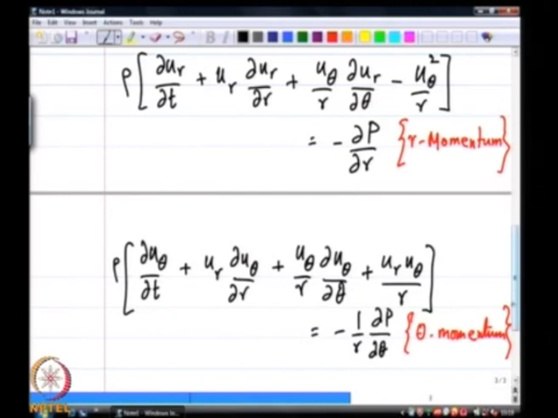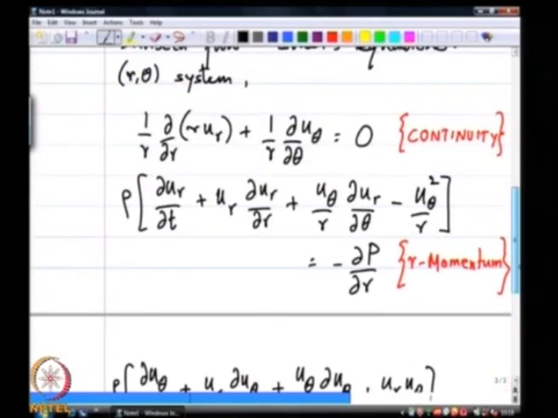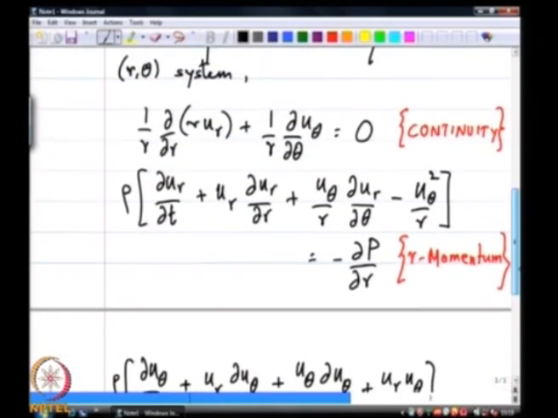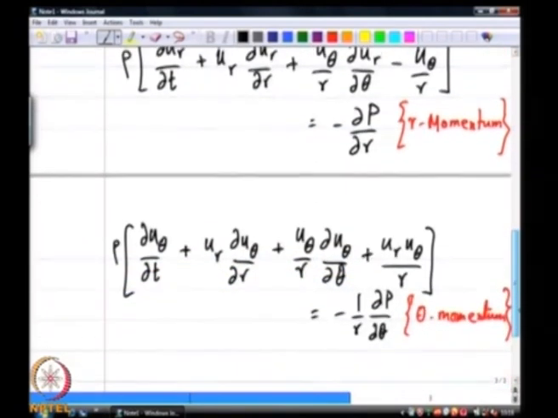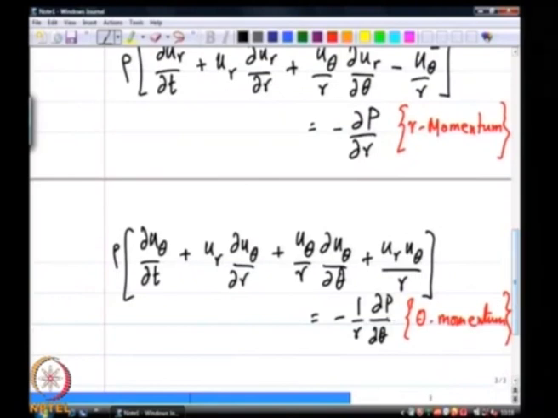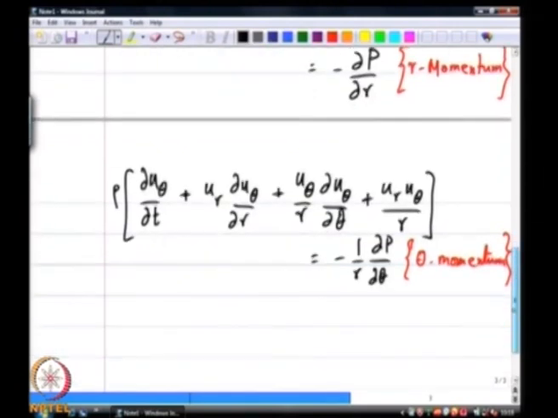So, what we find here is that I have three quantities: u r, which is the radial velocity, u theta, which is the angular velocity in the theta direction, and P, the hydrostatic pressure in the fluid, which could be a function of r and theta. Now, I am going to simplify these equations by making some assumptions.